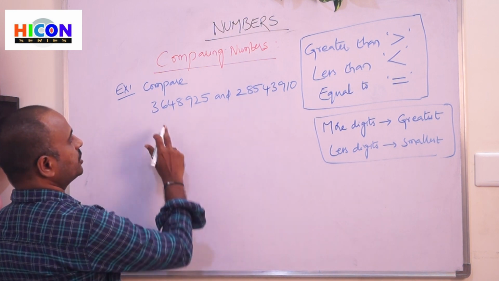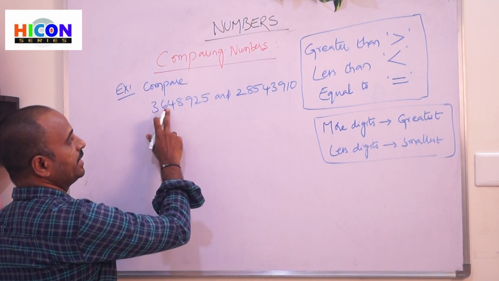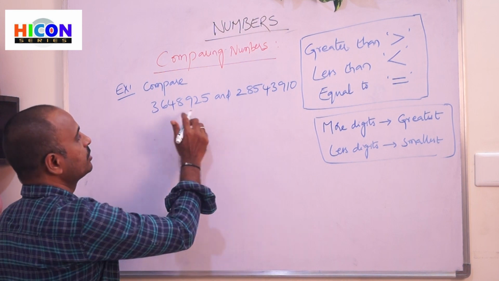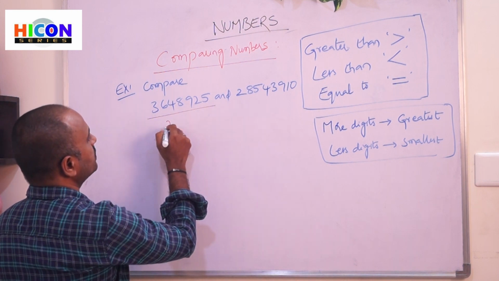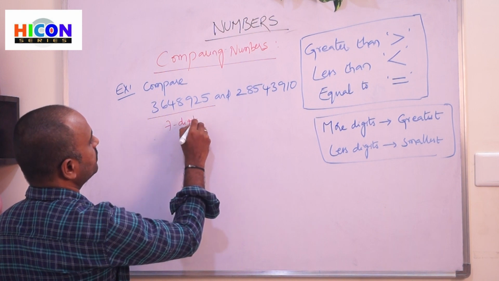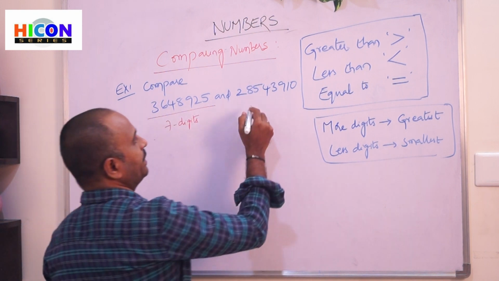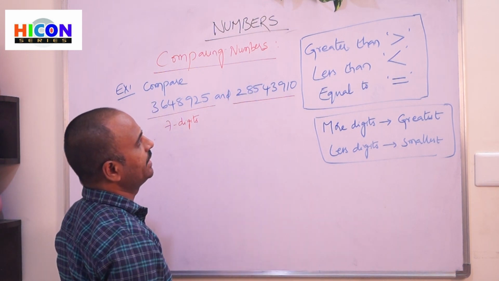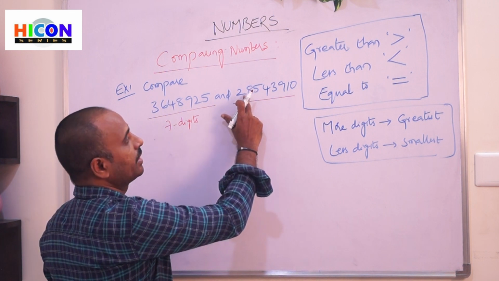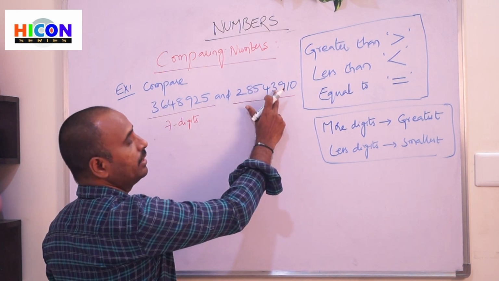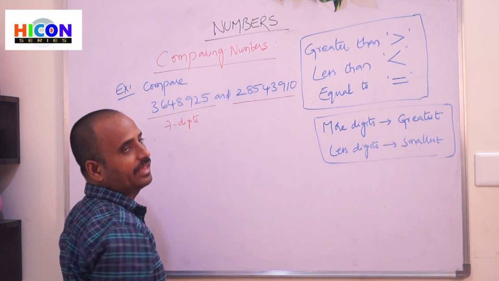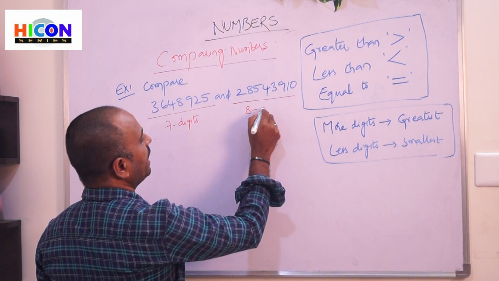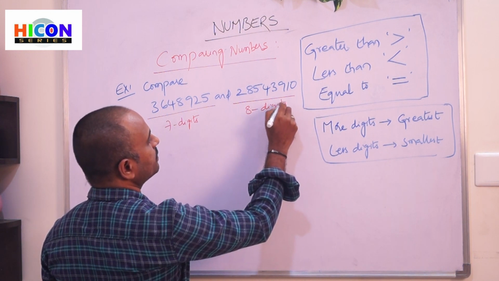So here the first number is 36,48,925. So how many digits are there? So there are 7 digits in this number. The next number is, so children, look at this number, 2,85,43,910. So how many digits are there? 3, 4, 5, 6, 7, 8. So there are 8 digits in this number.